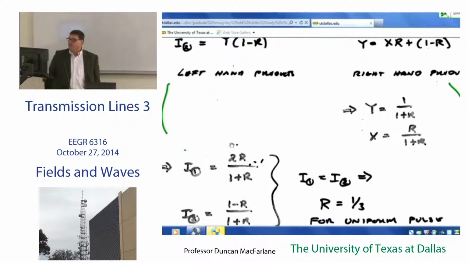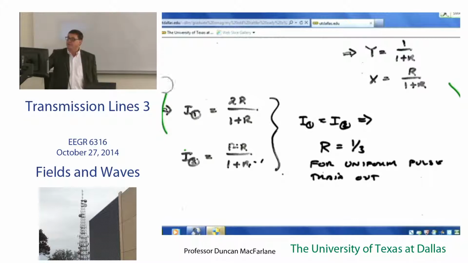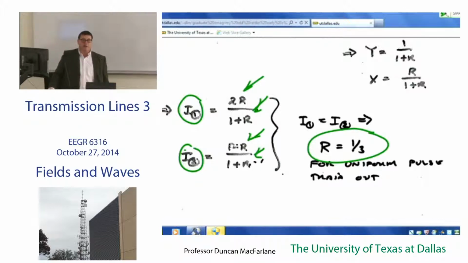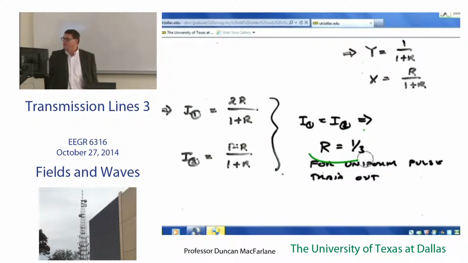And I can solve these, plug them back in, and I can get an answer for I1 in terms of R, and I2 in terms of R. And if I solve these together, something comforting, I get R equal to 1/3. Okay? So that's a nice answer for this pulse repetition frequency multiplier by a factor of 2.